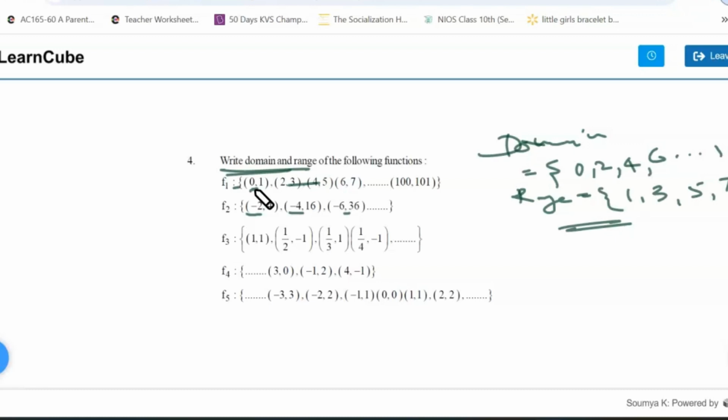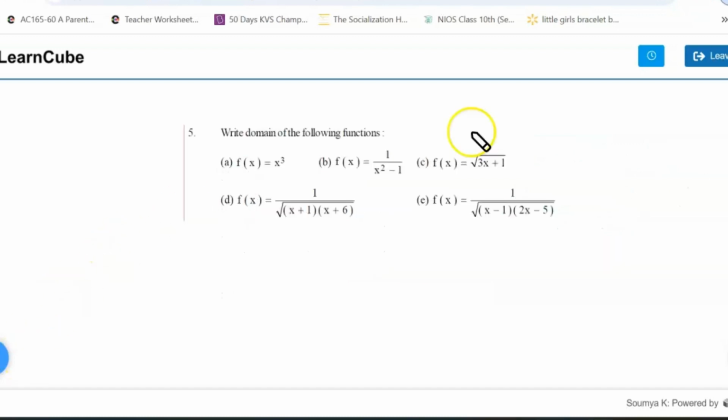That is the range. For the third question, it will be 1, 1 by 2, 1 by 3, 1 by 4. That set will be the domain, and the range will be 1, minus 1. 1 and minus 1, that is repeated. So 1 and minus 1 only is the range. So this is how you have to solve this question. It's an easy question.